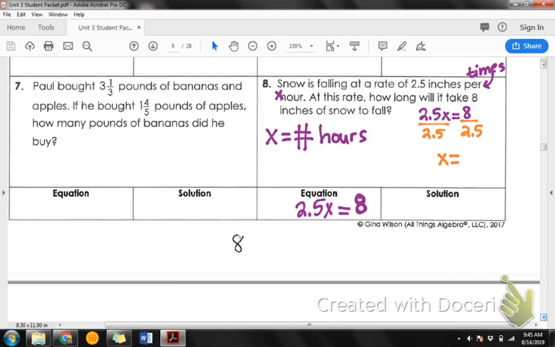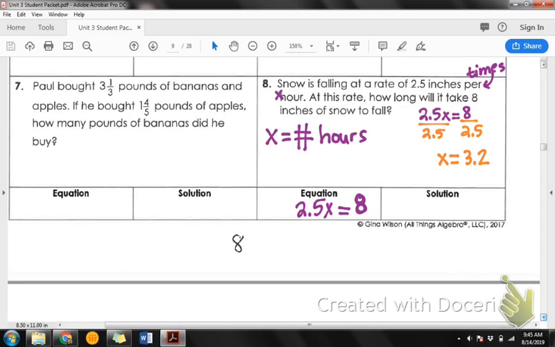Eight divided by 2.5. You can use your calculator if you need to real quick because it's decimals. We know 2.5 hours. I think it's going to give us a decimal. 3.2.